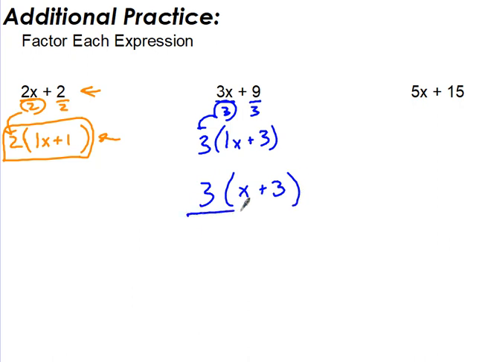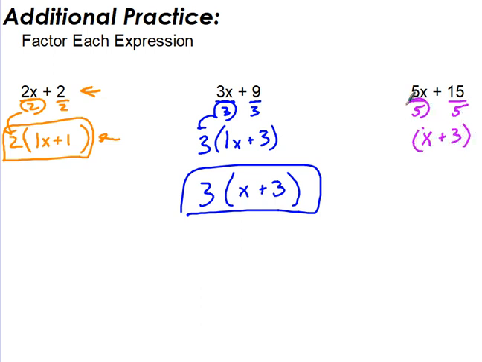Try this last one on your own. Pause it, try it, see if you can factor it. It's distributive property backwards. Okay, common factor between 5x and 15. I can divide these both by 5. If 5 is my common factor, then 5 divided by 5 is 1, so that just gives me x. 15 divided by 5 is 3. And then I bring what I divided by back to the outside. So I get 5 times x plus 3.